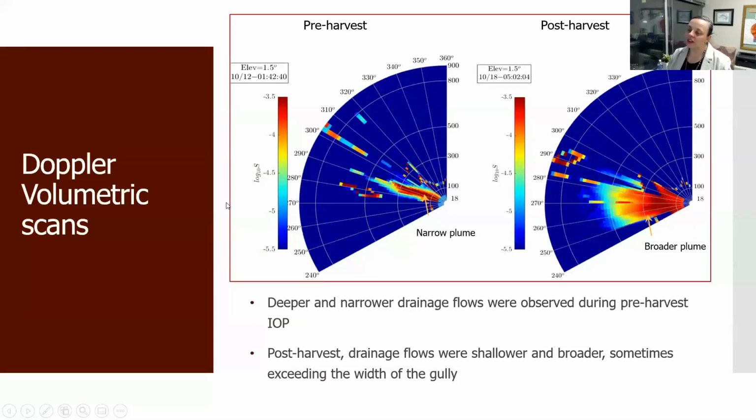What we've seen so far in the LiDAR data is not super surprising, but also more confirmation that there is a pretty drastic difference between pre-harvest and post-harvest. We saw much deeper and narrower drainage flows during the pre-harvest IOPs, and post-harvest drainage flows were shallower and broader, and sometimes spreading out across the gully, and as it reached down into the lower convergence zone, just spreading entirely as the faster moving air from the gullies converged with the not moving air at the bottom of the gully.